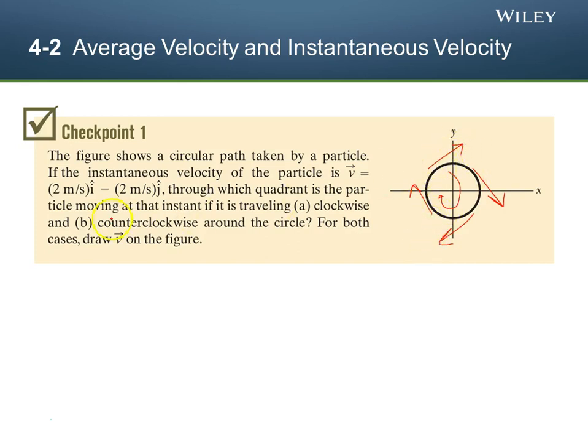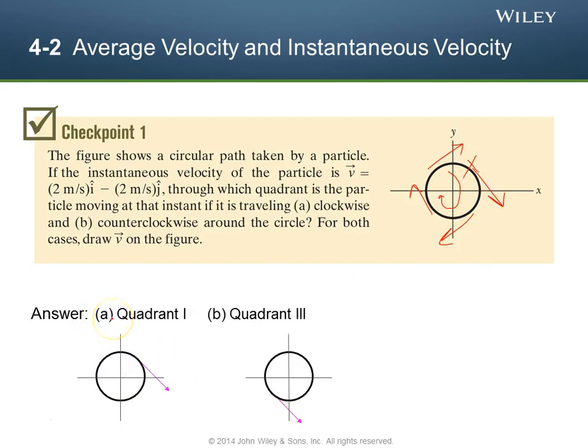And so we want to know which one of these gives us a positive x but a negative y. So which one of those vectors is going to the right but down? And that's right here when we are in the first quadrant. And so we can use this same idea to show that if we're going counterclockwise, it's the opposite. We have to flip all of these arrows. And so which one is going to give us down and to the right? That's when we're in the third quadrant, right down here.